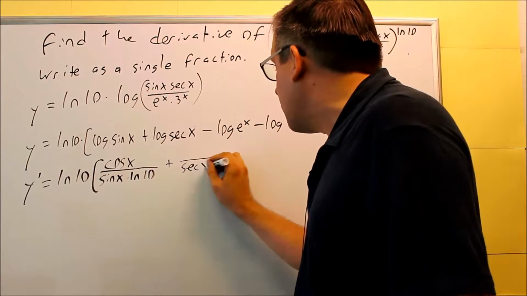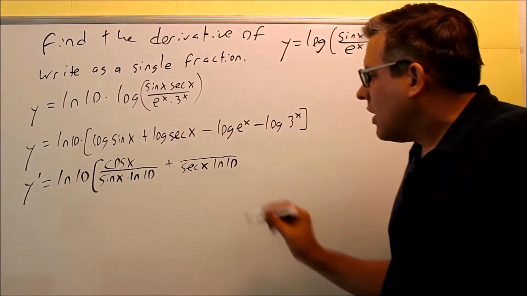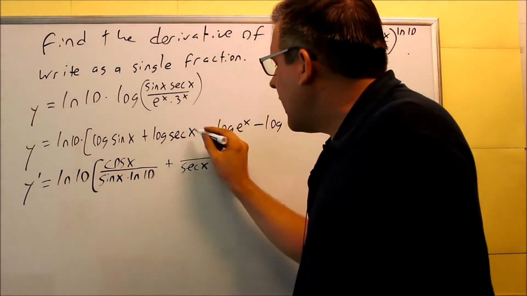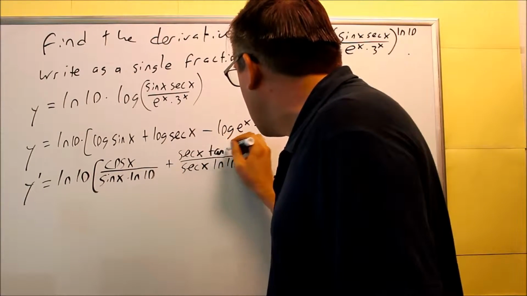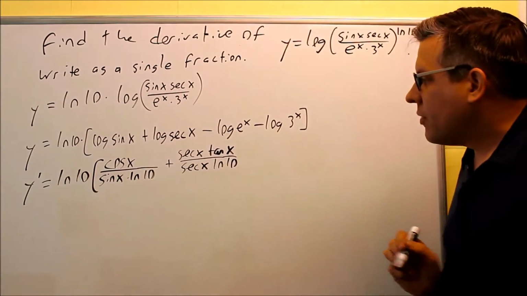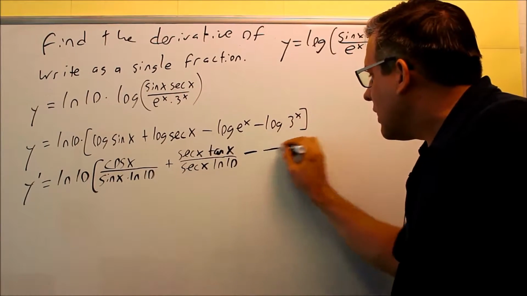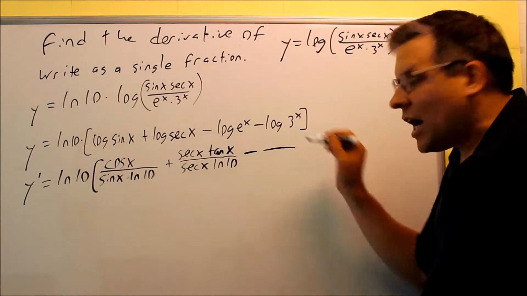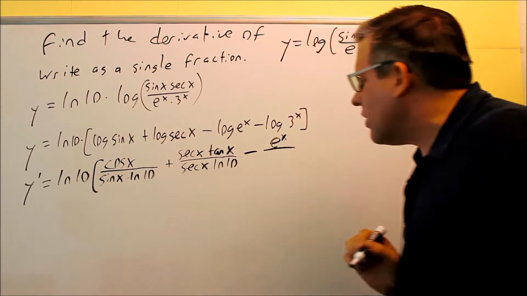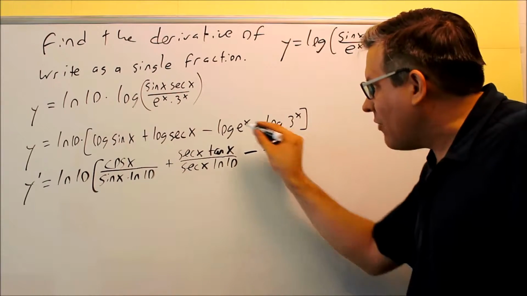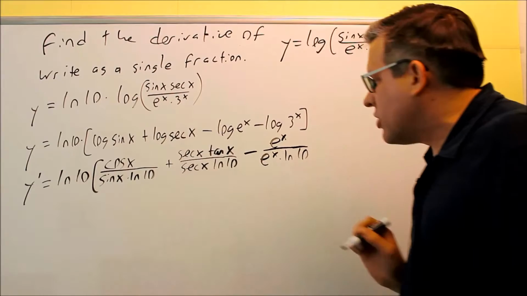Next, I have the u is secant x. That's going to go on the bottom. And then again, I have another ln 10 down there. On top, I've got a secant. The derivative of secant is secant x tangent x. Okay, that's u prime. Next, I have e to the x. On top I have u prime. The derivative of e to the x is e to the x. On the bottom I have u, which is also e to the x, and then times ln 10.